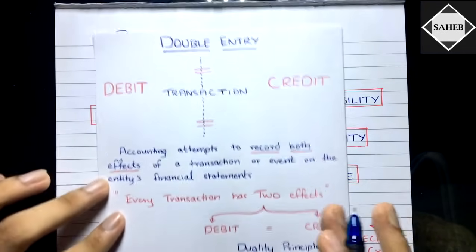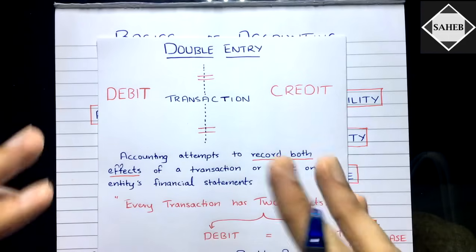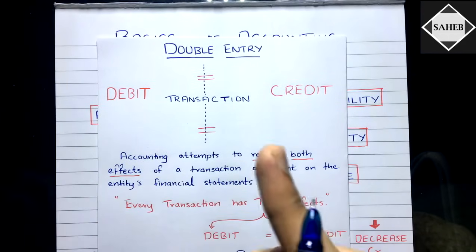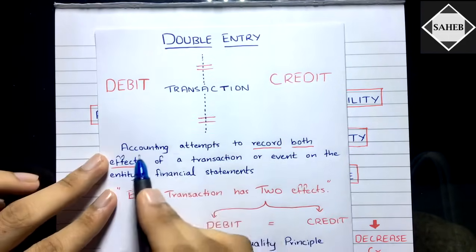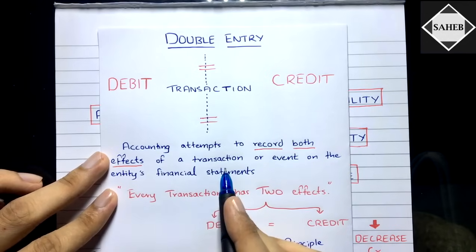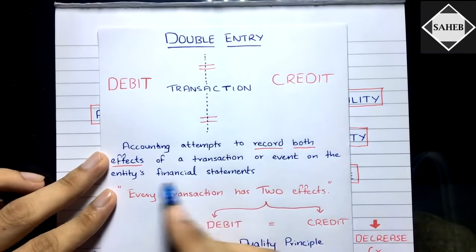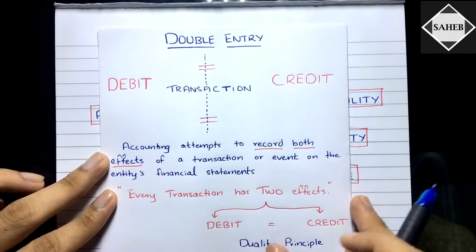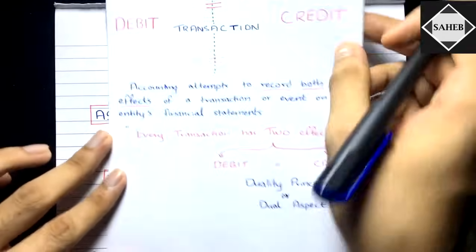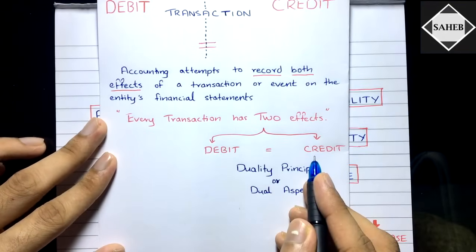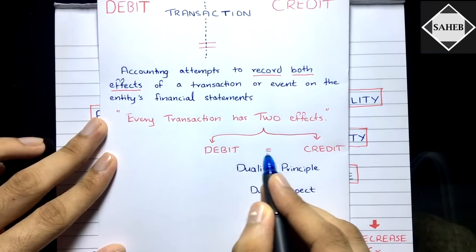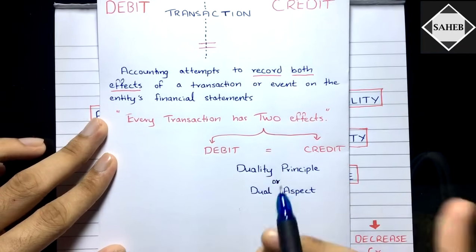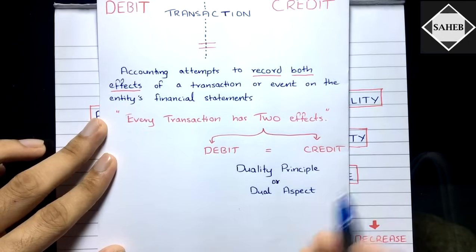We'll come to that. See here, we were in double entry. So in double entry, it means that every transaction has two effects, debit and credit, and both of them are recorded. Accounting attempts to record both effects of a transaction or event on the entity's financial statements. Those two effects are, as I said, debit and credit. And every transaction will have one debit, one credit, and the effect of them will always be equal. That's the duality principle.